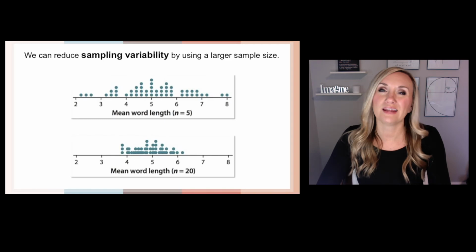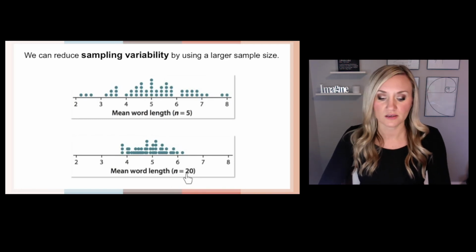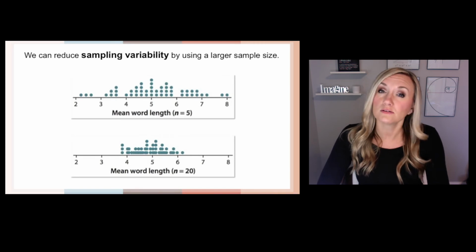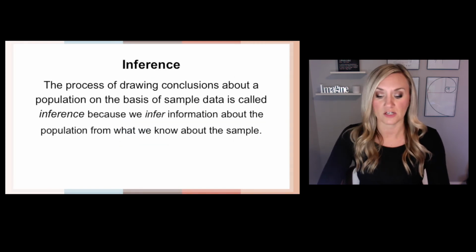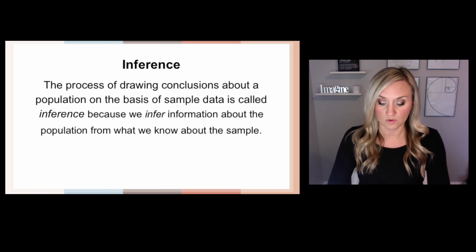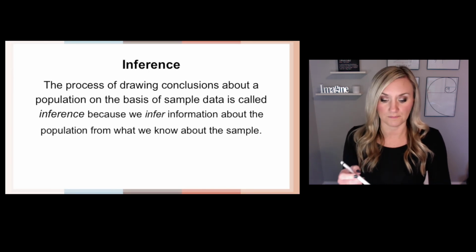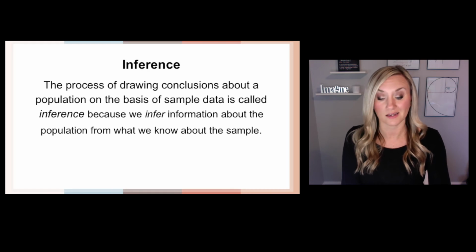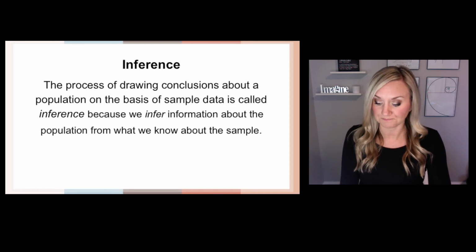All right, so now we're starting to talk about inference. It is the process of drawing a conclusion about the population on the basis of sample data. It is called inference because we infer information about the population from what we know about the sample. So going back to this example, I would say I know that it's going to be between about 4 and 6, I infer, by looking at the sample size of 20.